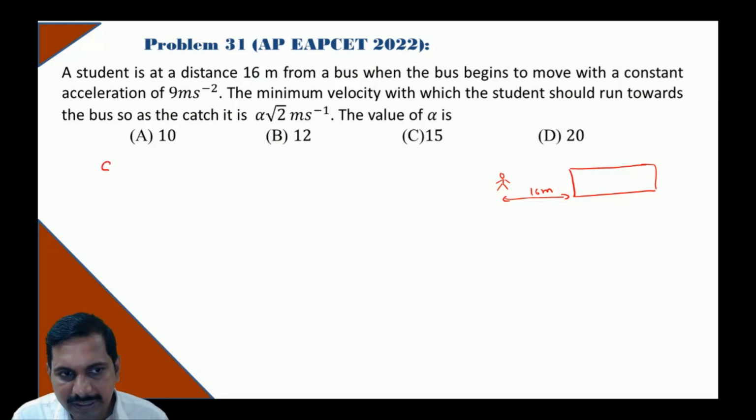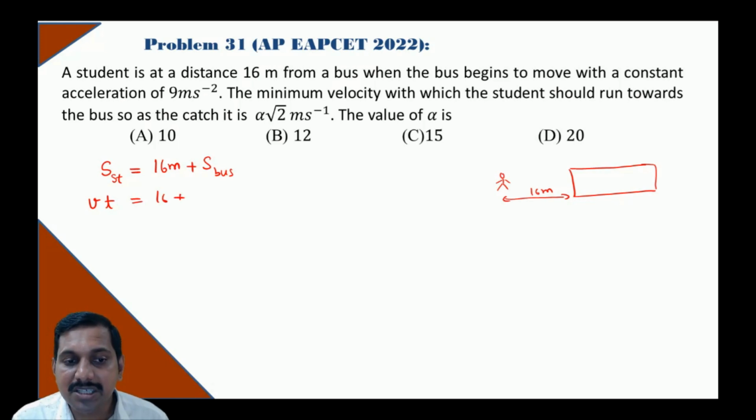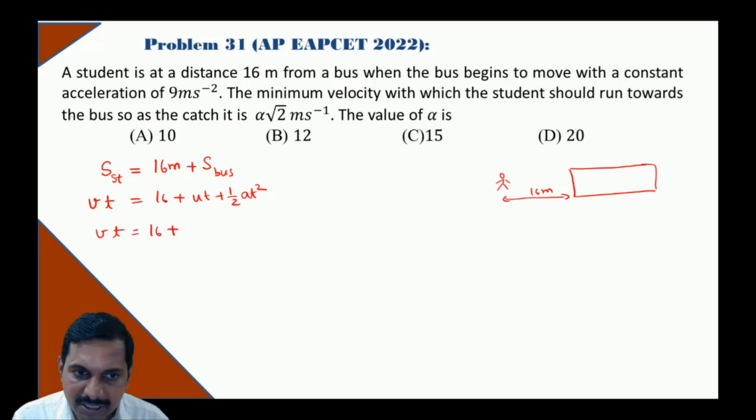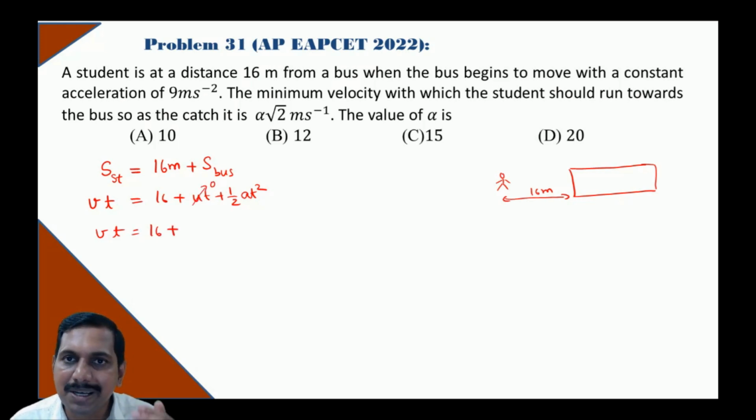So now first of all, the distance run by the student should be equal to 16 meters plus the distance moved by the bus. The distance moved by the student would be the average velocity into the time, whereas the distance moved by the bus would be ut plus half at square, where a is the acceleration. So let us substitute the values: 16 plus, this ut would be 0 because initially the bus is stationary, plus half into acceleration, which is given as 9 meters per second square, and t square.